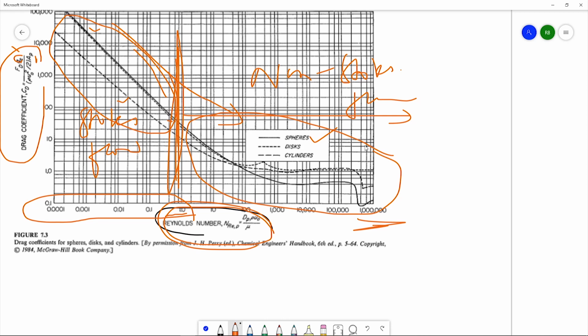In the next class, we will derive the terminal velocities of the particles moving through a fluid. Okay. Thank you.